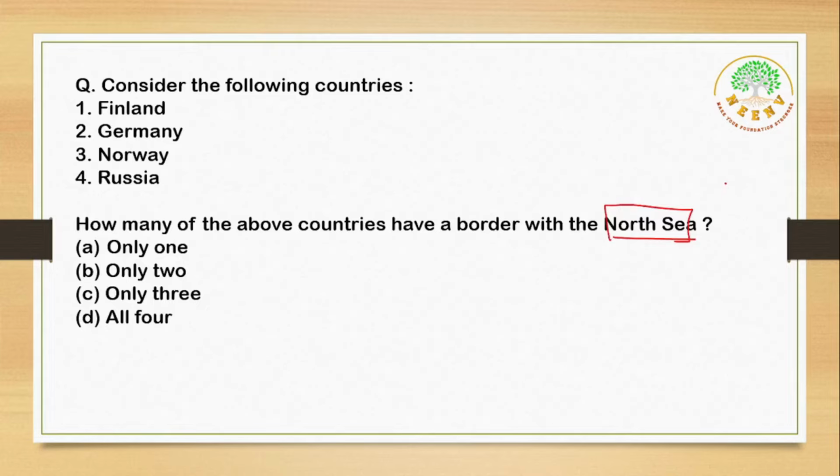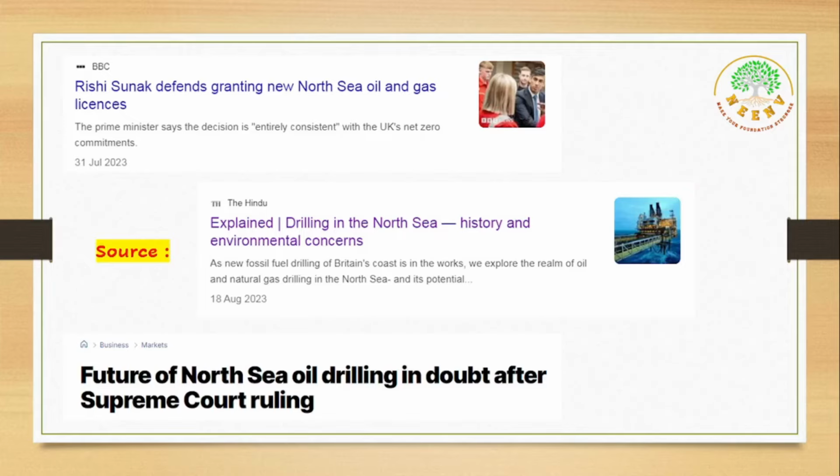This question is in the pattern of the options introduced last year. Only one correct, only two correct. Now, why is this question in the paper? Probably the examiner is inspired by the news where the UK used to give drilling licenses to companies in the North Sea. The North Sea is famous for oil and drilling resources, natural gas resources.